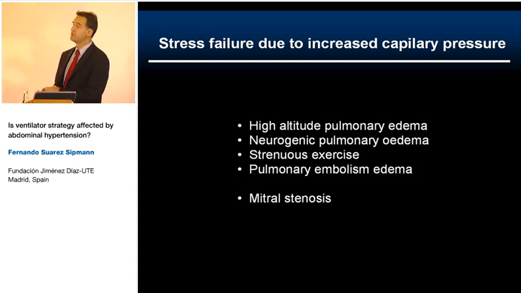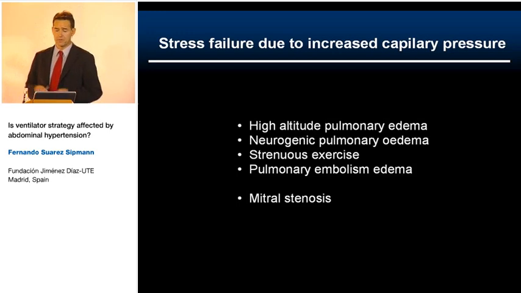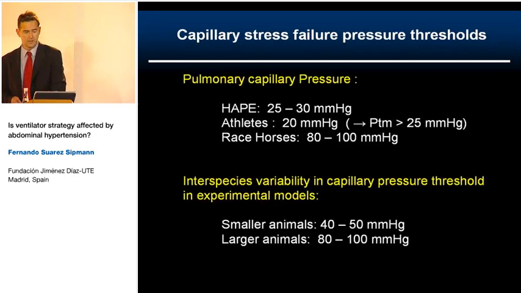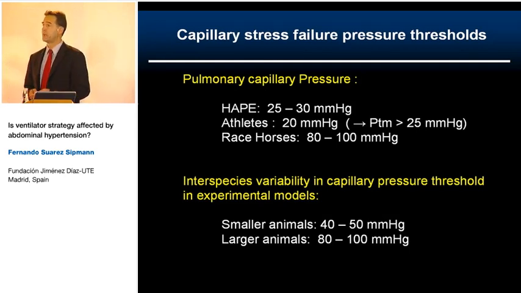Also shifts in the perfusion inside the lung during pulmonary embolism processes. We can submit some parts of the lung to an excessive perfusion. As I said, common to these processes is the increase of pulmonary capillary pressure.